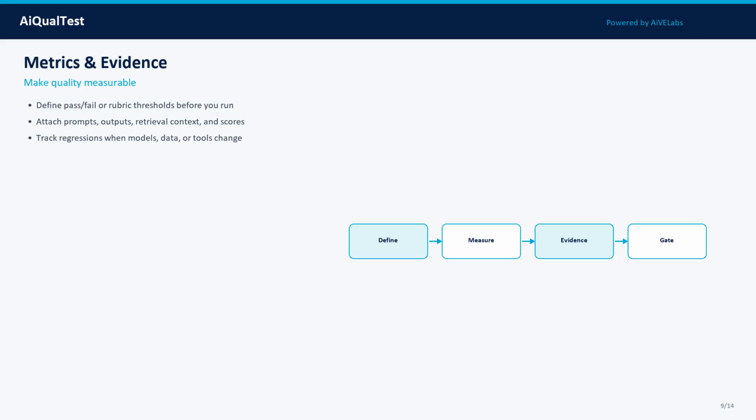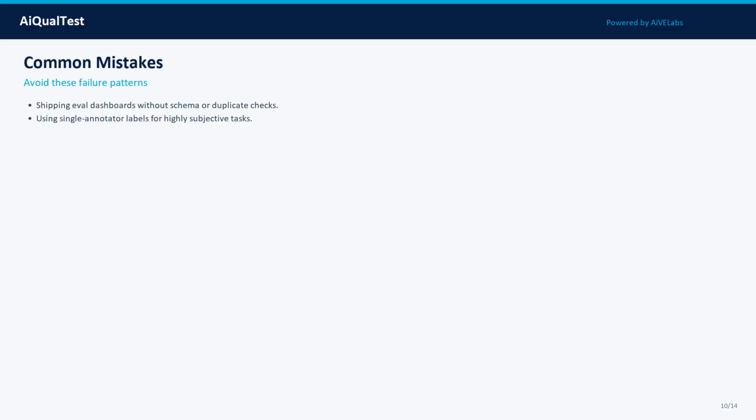Common mistakes slow mature programs. Mistake 1: Shipping eval dashboards without schema or duplicate checks. Teams that skip this create silent risk that surfaces in production or audits. Mistake 2: Using single annotator labels for highly subjective tasks. Teams that skip this create silent risk that surfaces in production or audits.